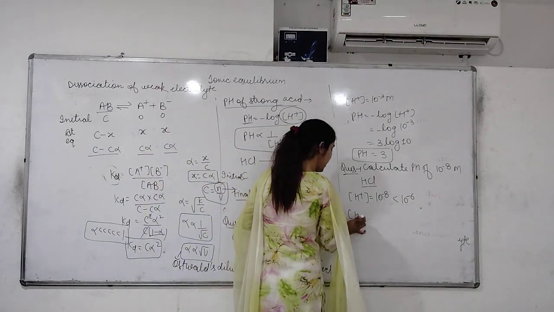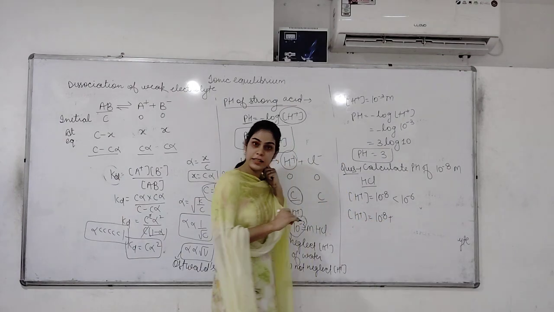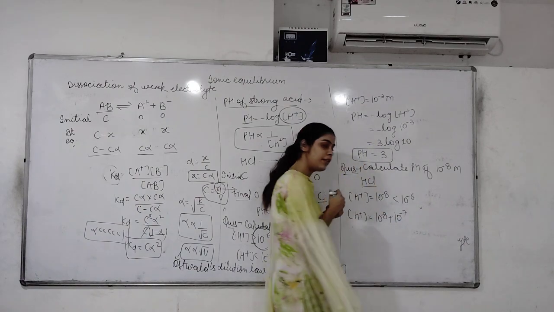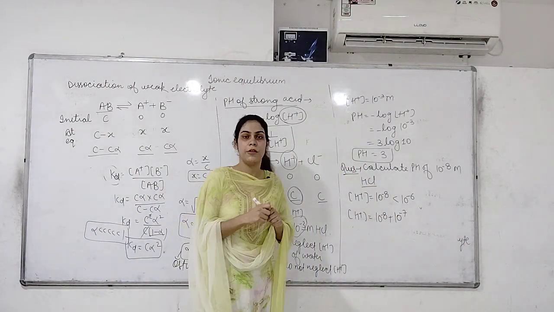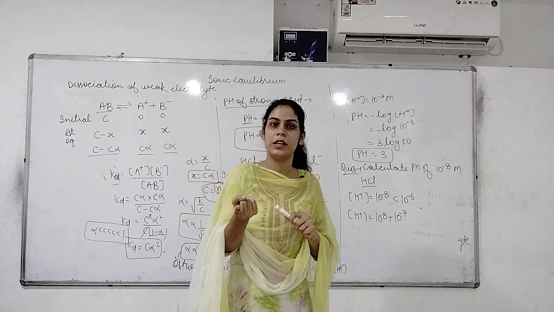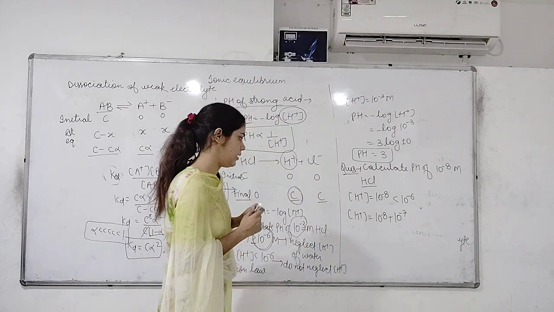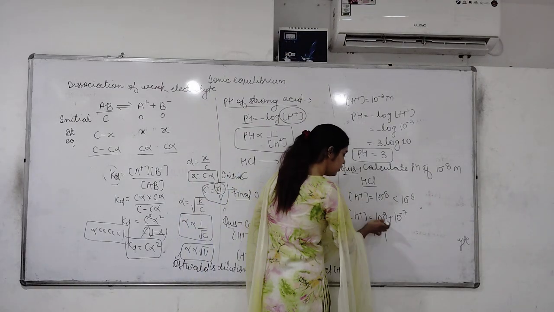So net H positive ion will be 10 raised to power minus 8, the H positive ion concentration in HCl solution, and water contains 10 raised to power minus 7 molar concentration of H positive ion at 25 degrees Celsius. If temperature is not mentioned, you will consider the temperature as normal temperature, that is 25 degrees Celsius. So I am taking 10 raised to power minus 7 common here.